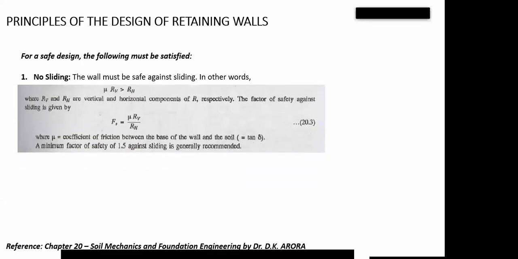Now, for a safe design, the following must be satisfied. First, no sliding. The wall must be safe against sliding. In other words, what actually causes sliding on your retaining wall is your horizontal component. And for you to know that your horizontal component is mostly responsible for sliding, your resultant vertical forces acting on that particular retaining wall must be greater than your horizontal force. So at that particular moment, your factor of safety is your total vertical force multiplied by the coefficient of friction over RH.